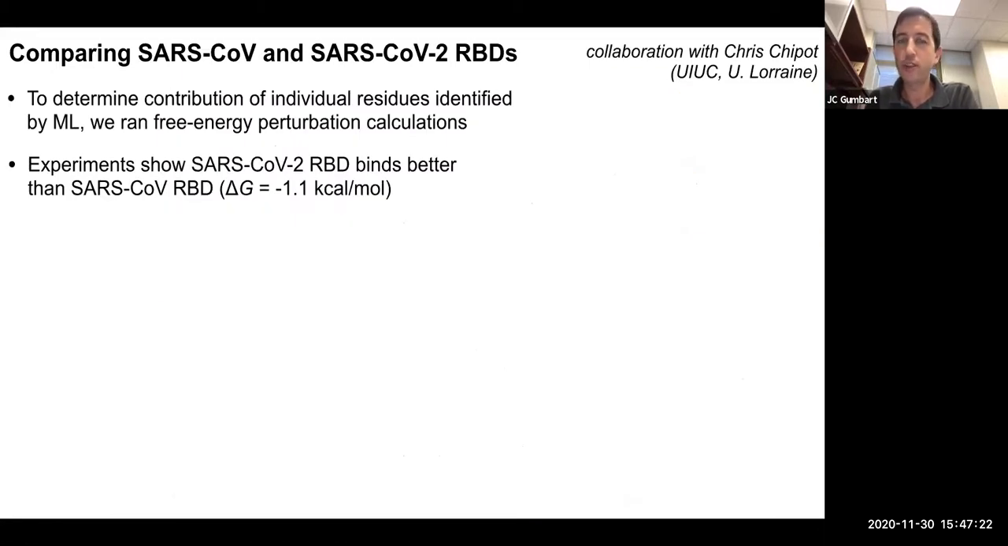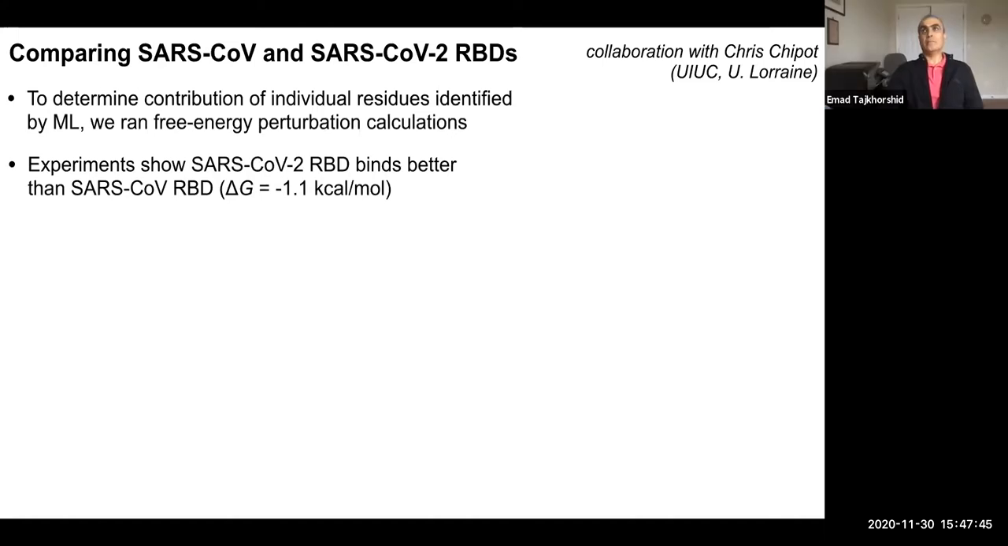This is a collaboration with Chris Chipot, who you all know very well, and I believe is watching right now. I mentioned the experimental results. Just to put that in terms of a free energy, the difference is pretty small, as I mentioned. SARS-CoV-2 binds about 1.1 kcal per mole better than SARS-CoV-1 to ACE2.